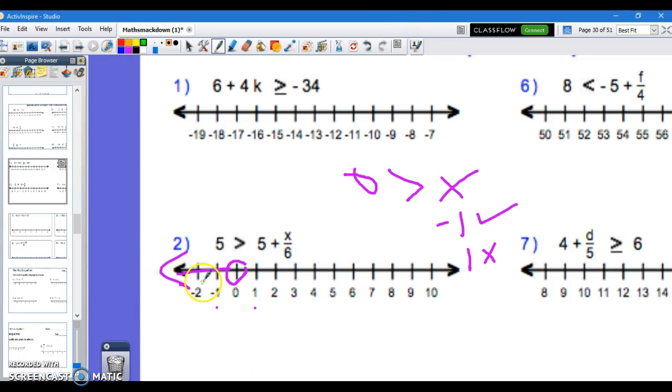Again, check to see if you're right. Try the 2. Put that instead of x. 0 is greater than negative 2. Is that true? It is. So yes, my arrow is going in the correct direction. Try one more.